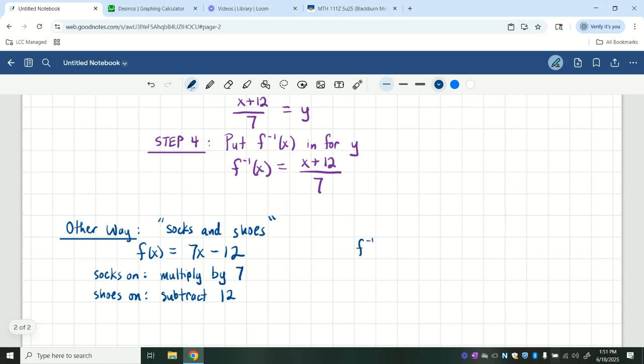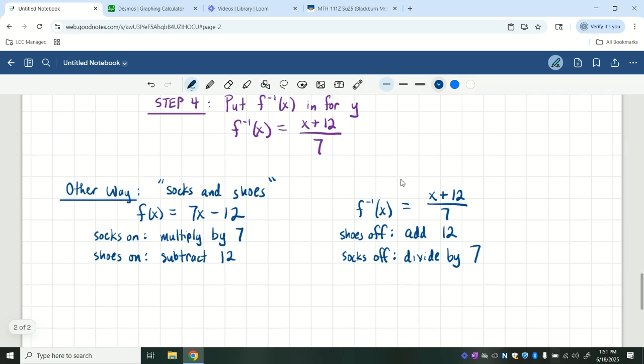Okay, f inverse of x, I got to take my shoes off first. Unless you're some kind of wizard, you're going to have to get your shoes off first. So we're adding 12. And then we're going to take our socks off second. Alright, you got to do the opposite operation too, right? The opposite of putting your shoes on is taking them off. Opposite of subtracting 12 is adding 12. So the opposite of multiplying by 7 is dividing by 7. Okay? So that gives you your inverse function, x plus 12 over 7. Alright, so that's the socks and shoes method.